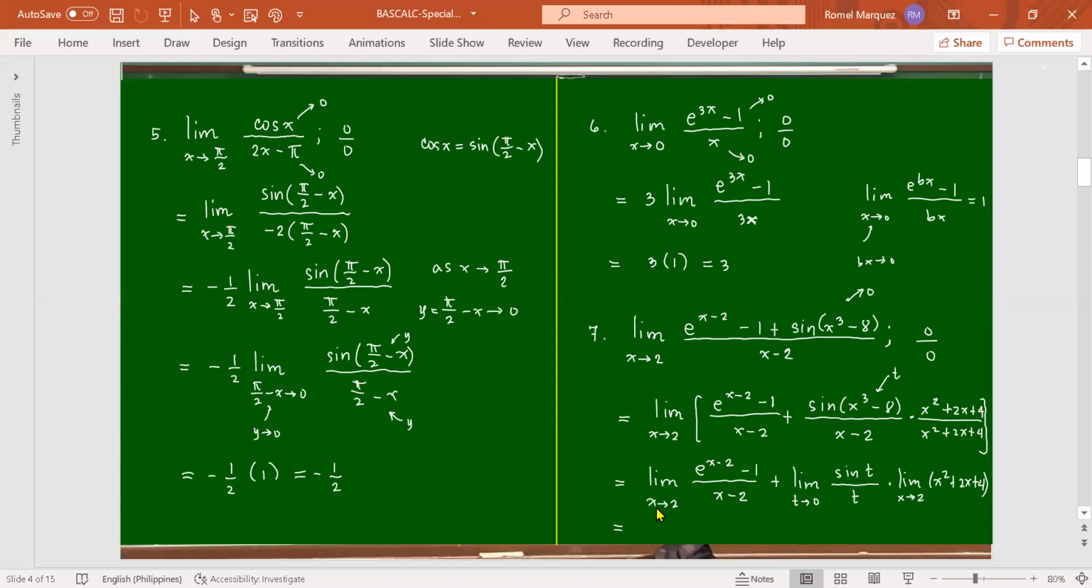Oh, Sophia, anong limit nitong una? Ito, pwede kong isulat ng x minus 2 approaching 0. Ito, guys, pwede yung ilelet nyo rin yan. Okay? O, Sophia, what's the limit here? 1. Anong limit? 4 plus 4 plus 4. What's the total limit, guys? 13 ba? Yes po.